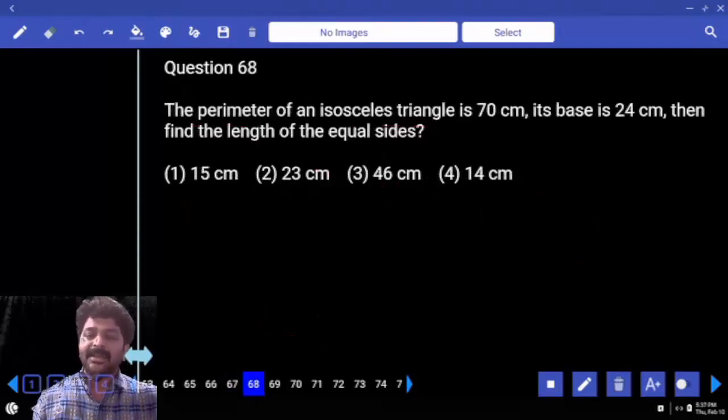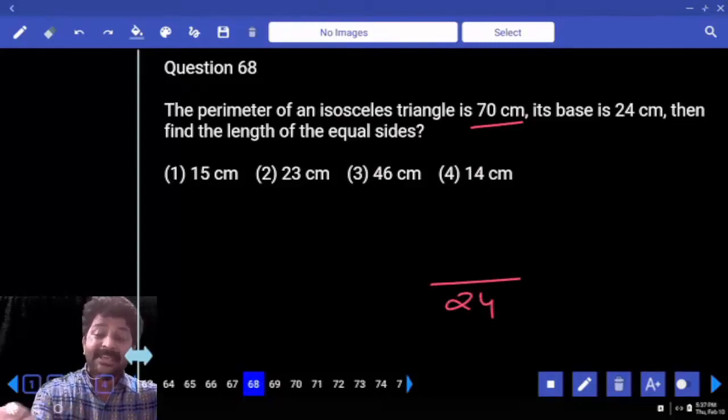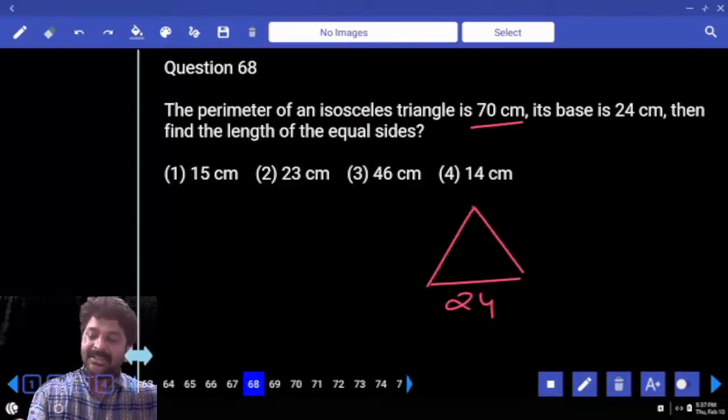The perimeter of an isosceles triangle. What do you mean by isosceles triangle? Two sides equal. The perimeter is mentioned as 70. Its base value is 24. Then find the length of equal sides. Clearly it is mentioned, so 24 is not equal to any other side. So these two sides are equal, right?